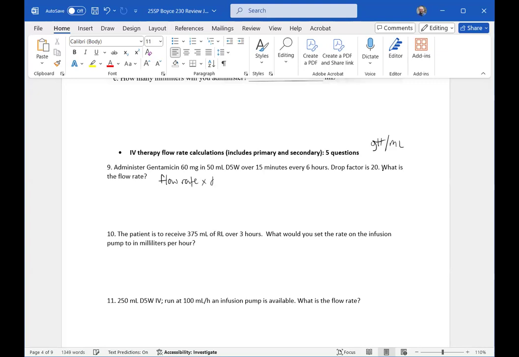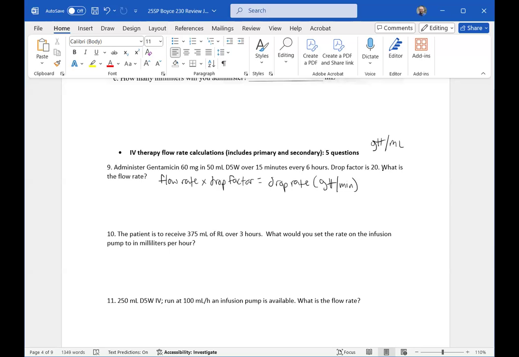I need the drop factor. And those two pieces of information will give me the drop rate. And the drop rate is going to be in drops per minute. It's supposed to be GTT. So that's what I'm going to start off with, and then I'll show you how to get the ml per hour flow rate, because I'm not going to use ml per hour.